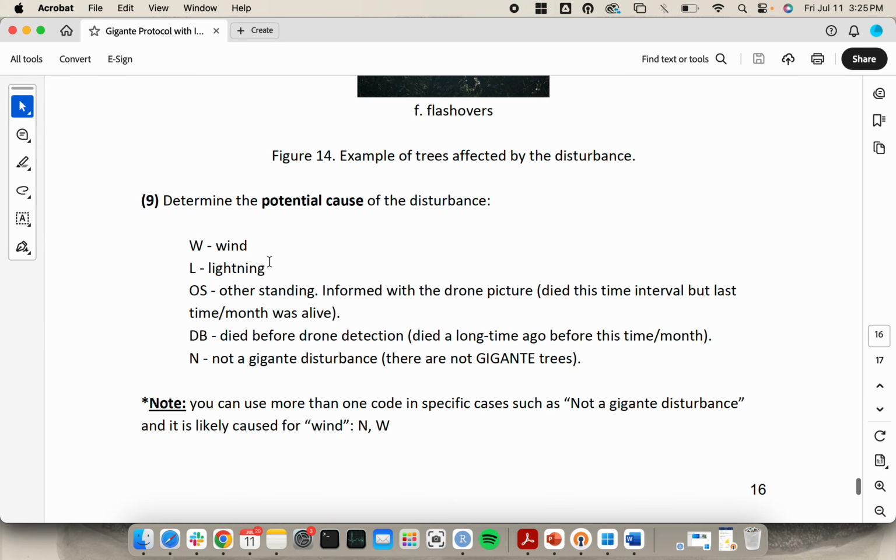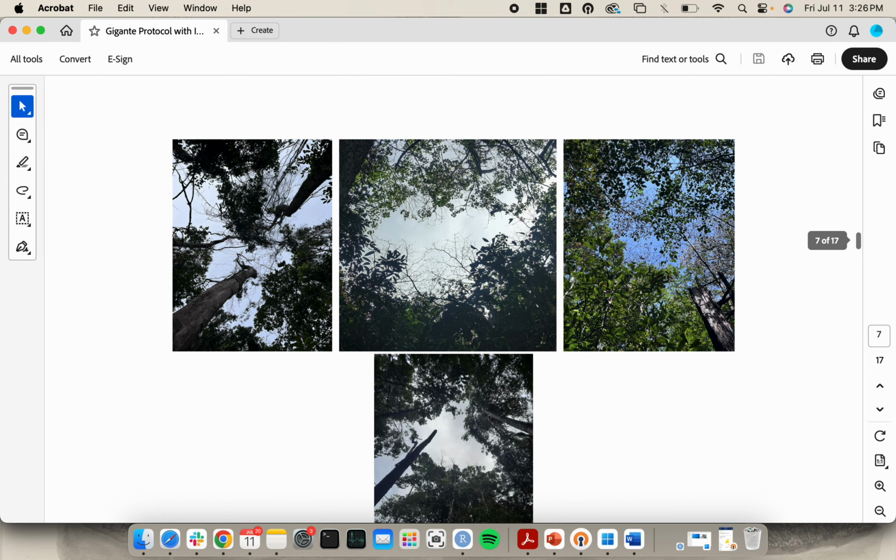And then the potential cause. You can use wind if you see there is a lot of broken trees. Some of the broken trees still have green leaves. Fresh broken wood. You can also see lightning. As you remember, we tested this by looking at flashovers. And also, when you find lightning, it is expected that the trees around the tree that was struck by lightning have a lot of dead branches, and also a lot of the seedlings around the main tree died. And you can see something like this.